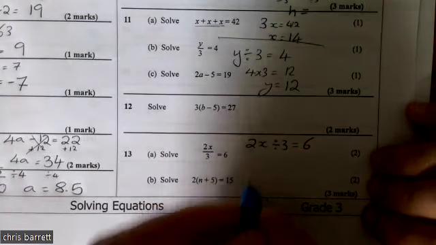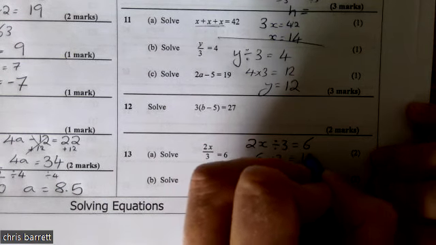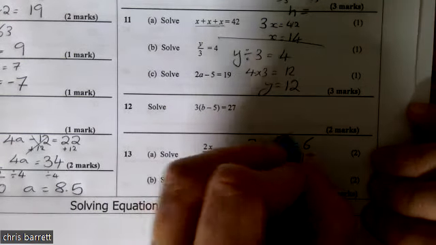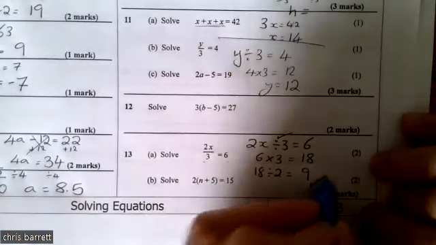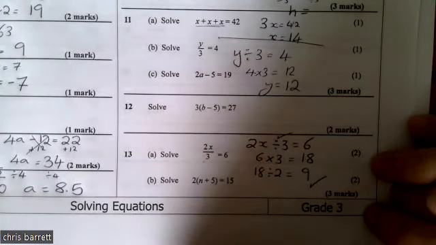So I've got 6 multiplied by 3 is 6, 12, 18. That's got rid of that. Now I'm going to then divide it by 2. So I've got 18 divided by 2 gives me 9. And then I'm going to check it out. 9 multiplied by 2 is 18. 18 divided by 3 is equal to 6. So I know it works.